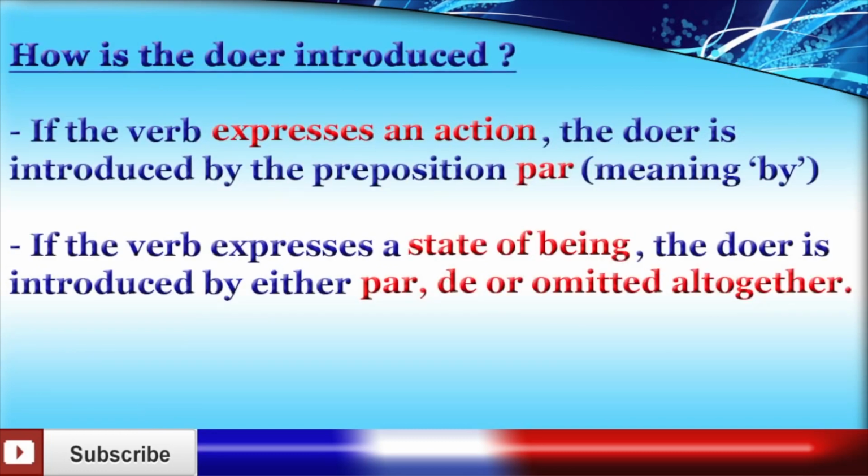So how is the doer introduced? If the verb expresses an action, the doer is introduced by the preposition par, meaning by. If, on the other hand, the verb expresses a state of being, the doer is introduced by either par, de, or omitted altogether.